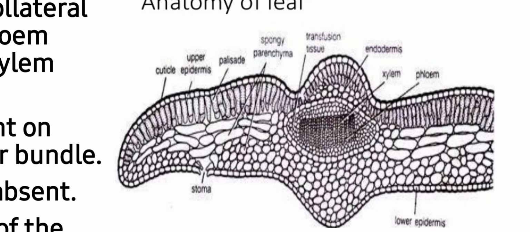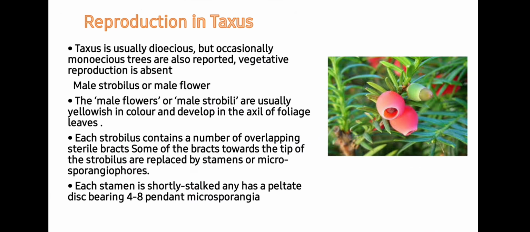Students, you can clearly see anatomy of the leaf of Taxus baccata in this image, and you can notice that sunken stomata are restricted to the lower surface. Next is reproduction in Taxus. Students, Taxus is usually dioecious but occasionally monoecious trees are also reported. Vegetative reproduction is absent. Next is male strobilus or male flower. Male strobili are usually yellowish in color and develop in the axil of the foliage leaves. Each strobilus contains a number of overlapping sterile bracts.